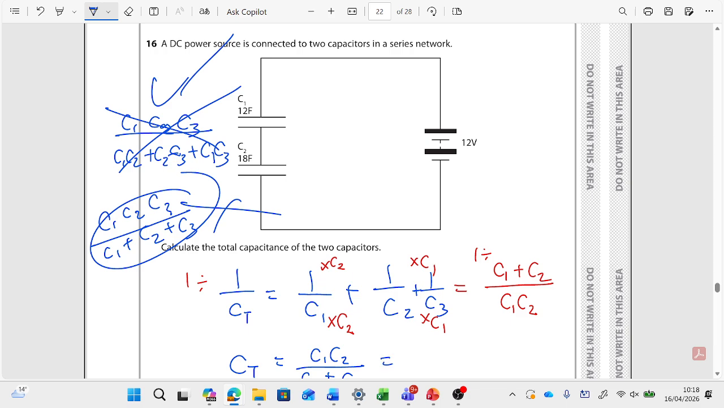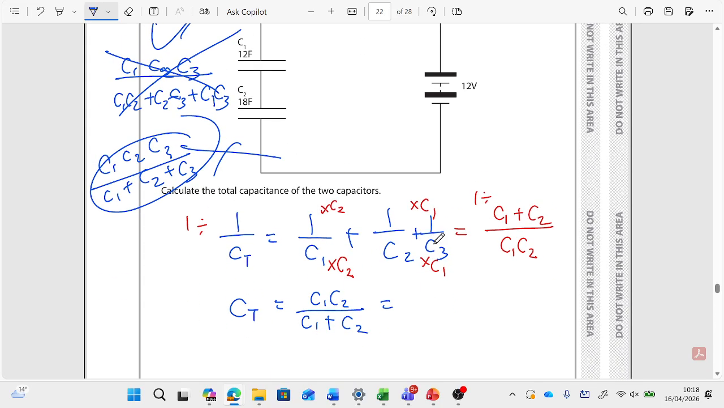So now it's very easy. We've got this formula that we've recreated. So it's just 12 times 18 over 12 plus 18. The answer is 7.2 farads. Exactly. That's it. Done, guys.